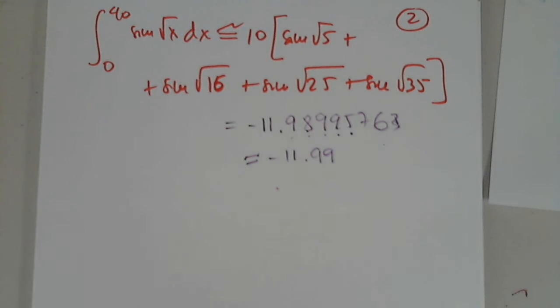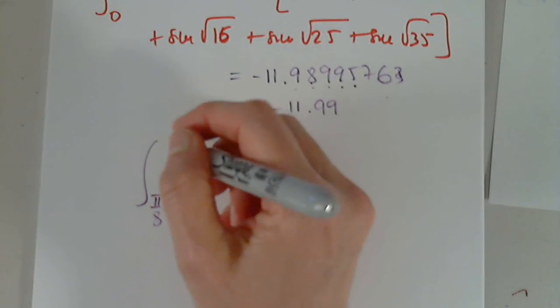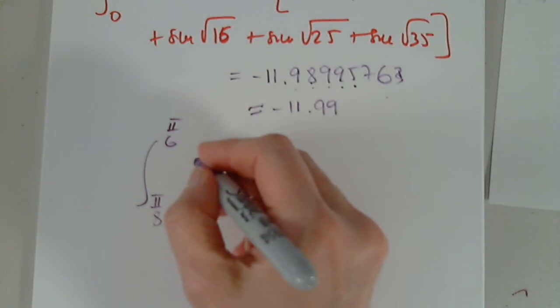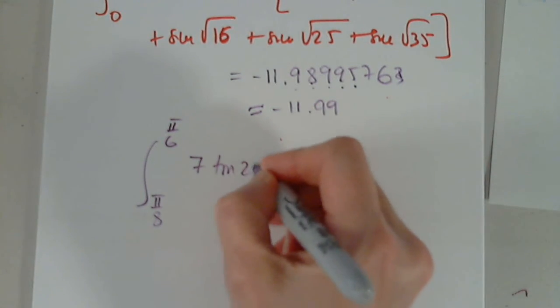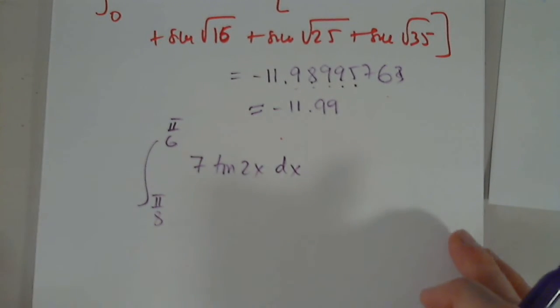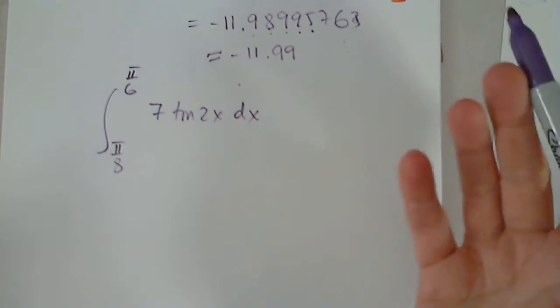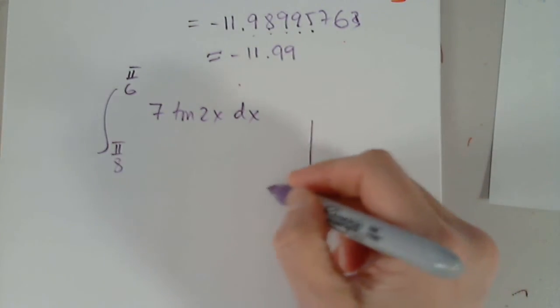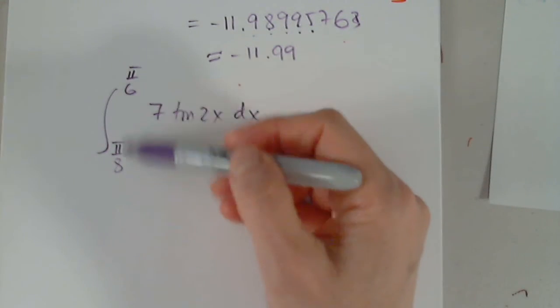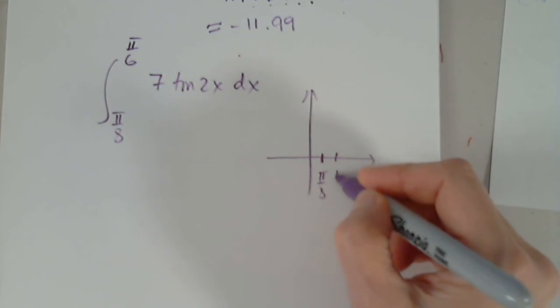Okay. So we have the integral from pi over 8 to pi over 6, correct? Yes. Of 7 tangent 2x dx. Okay, so first of all, I look at the graph of tangent. Tangent of x or 2x, not a big deal. So obviously this is the first quadrant. So this is pi over 8 and this is pi over 6.